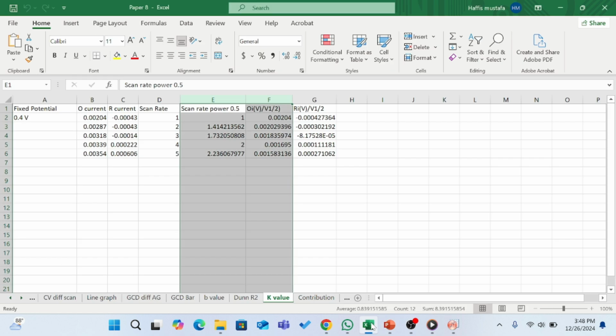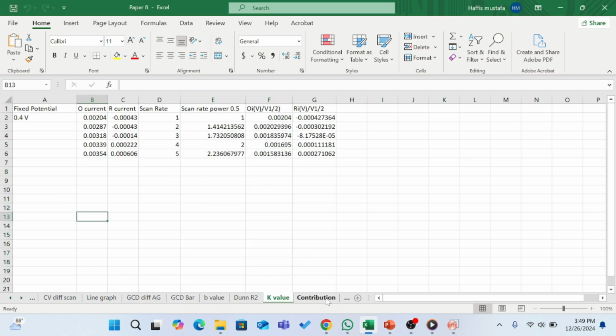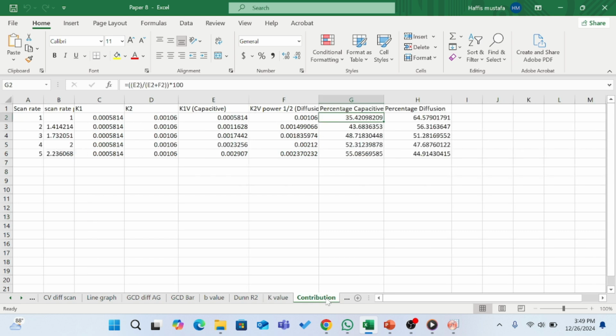So what you need to do is open your Excel. Click and make a tab called contribution. In this tab, make a scan rate column. In the earlier one, I got 5 scan rates. So I just put scan rate, scan rate power half, my K1 value and K2 value. The value must be fixed throughout the other scan rates. You see, the value is fixed.